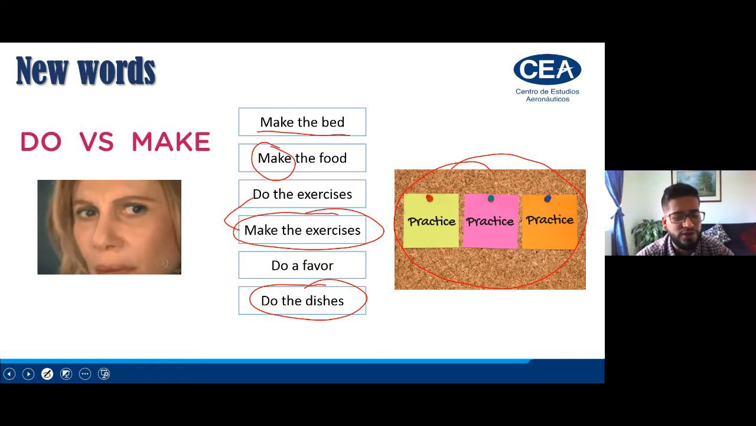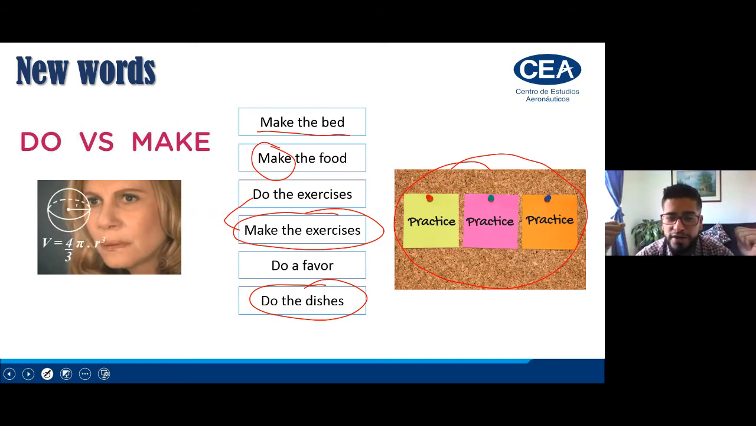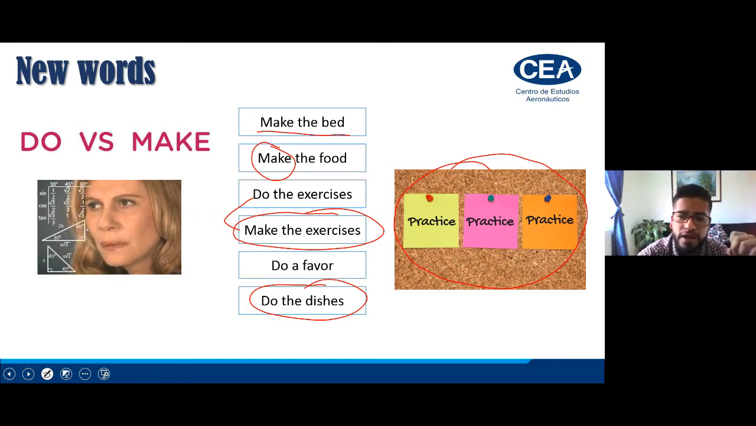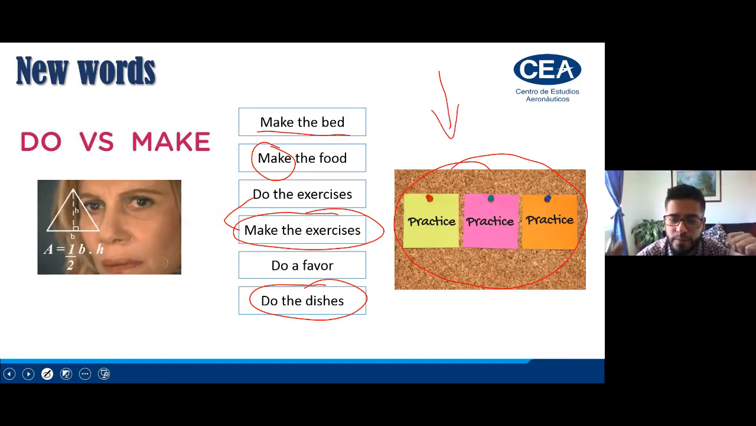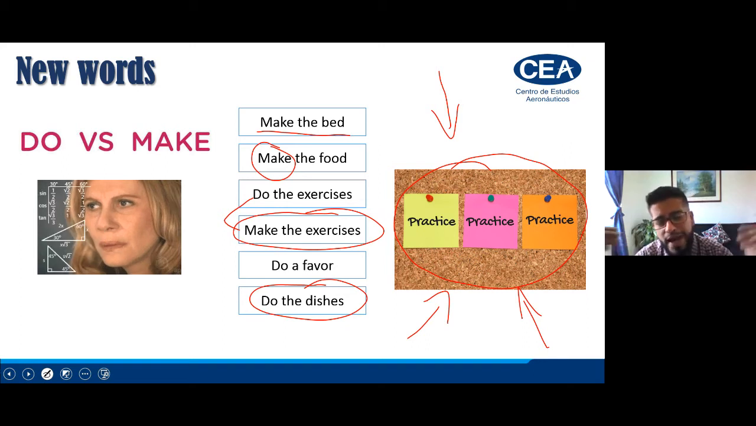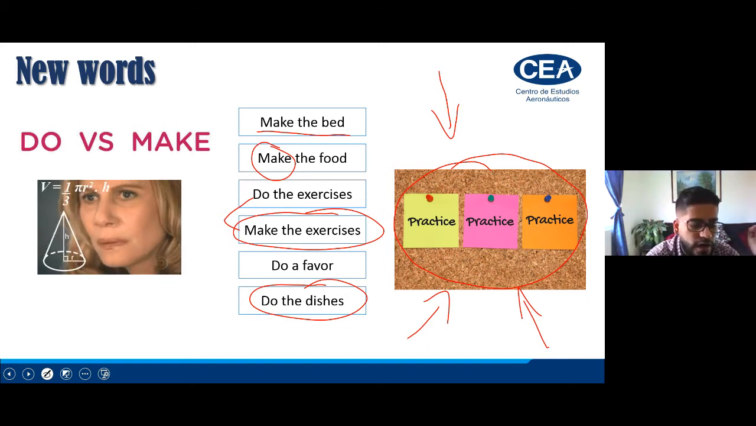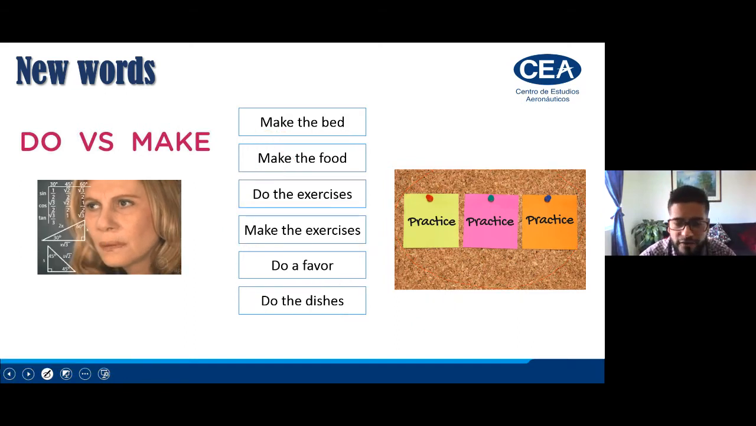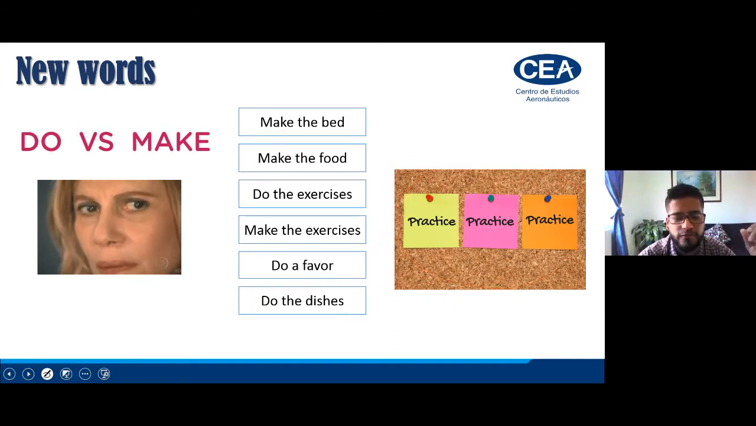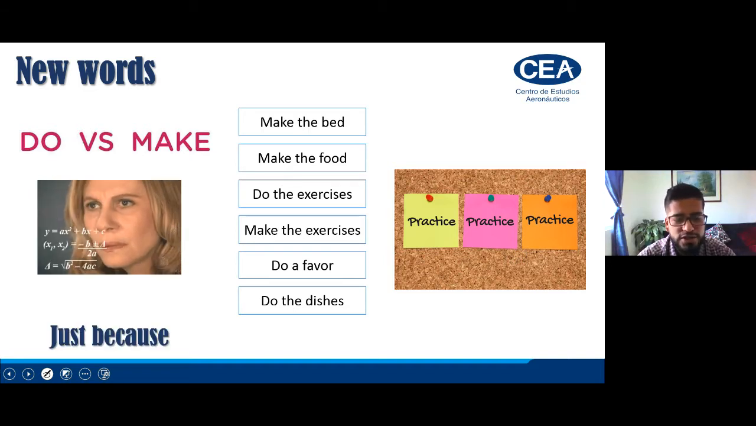Okay, but you say, okay, do lavar. Yes, that doesn't have any connection. That's why my recommendation is to practice and practice and practice the collocations using do and make. Sometimes the language is arbitrary and they decide, okay, I don't have any reason, any logical explanation, just because, okay?